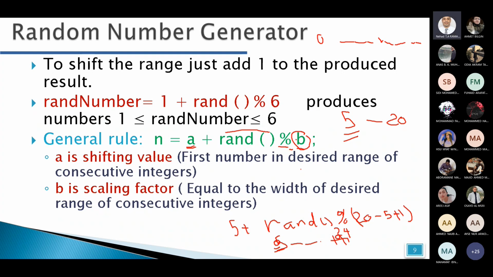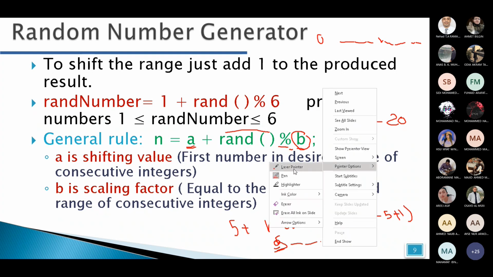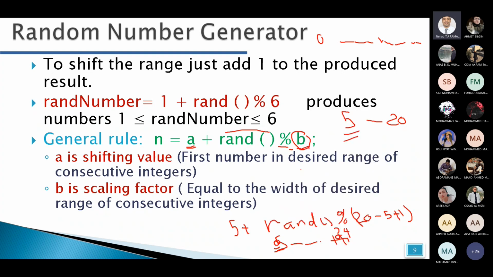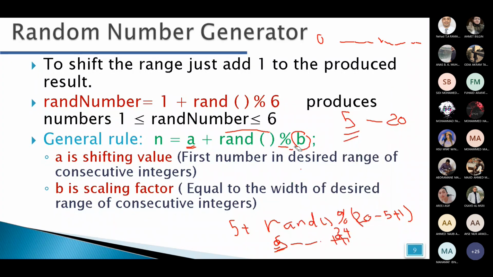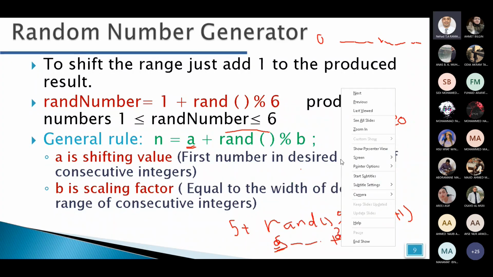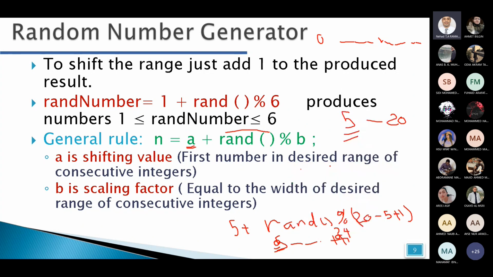So even this one is not really accurate. However, this is from a book, but I think we need to make it mod b minus a plus 1. It will be more accurate. This will give you a random number from 5 to 20.